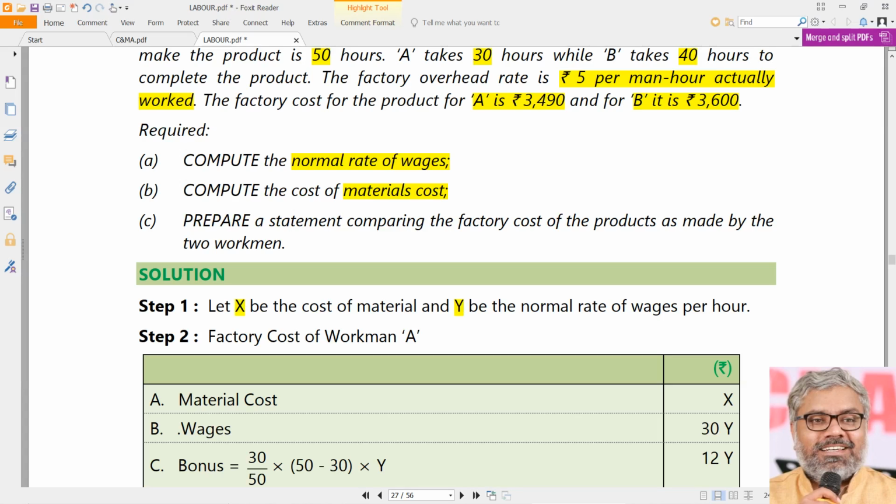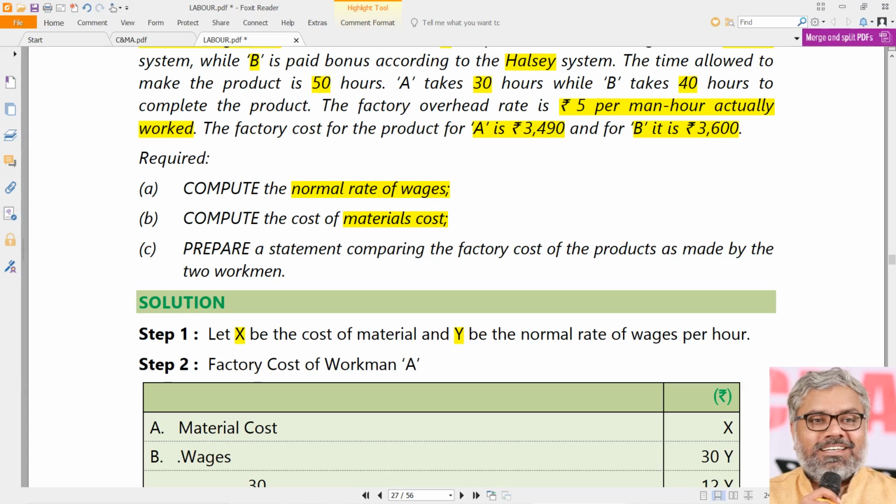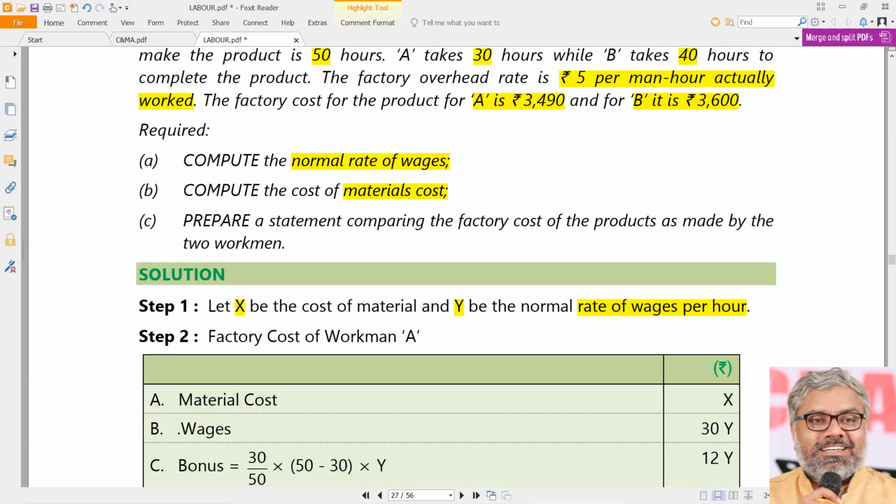Let us say Y is what? Not labor cost. No. That should be the normal rate of wages per hour. That's what is asked. Normal rate of wages is asked. Rate means per hour only. So Y is the normal rate of wages per hour. X is the cost of material.